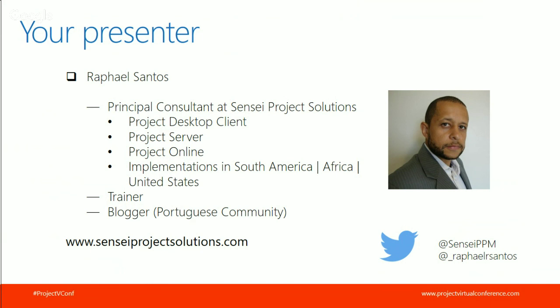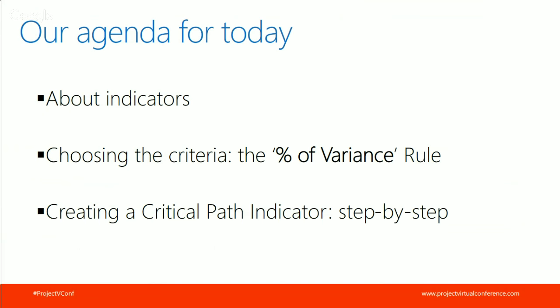Now that we are presented, I will go ahead and start our presentation for today. Today we are going to talk about indicators, the concepts behind using indicators in Microsoft Project. We are also going to move on to choosing the criteria when creating indicators in Microsoft Project, and we will do a step-by-step creation of our critical path indicators.